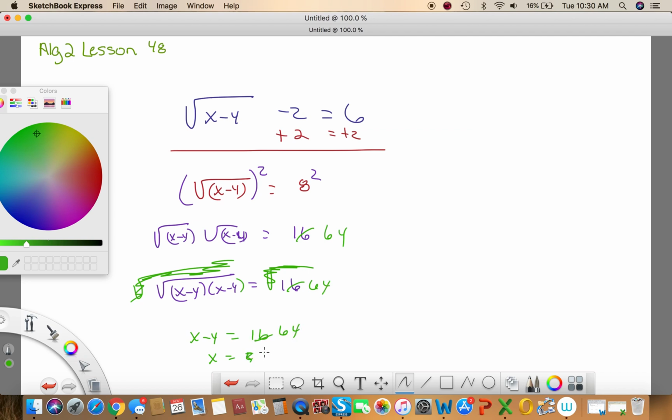X equals 68. Still doing bad math. I get x equals 68. Well, let's check this in our original problem.